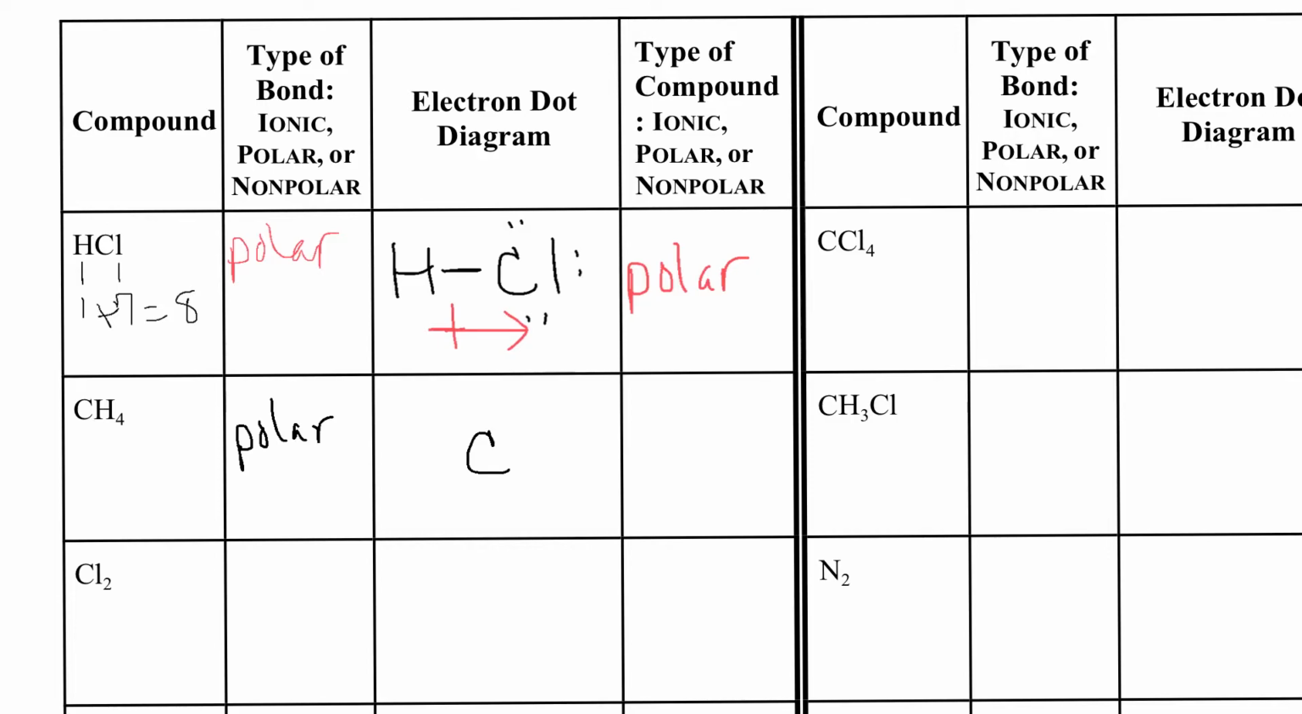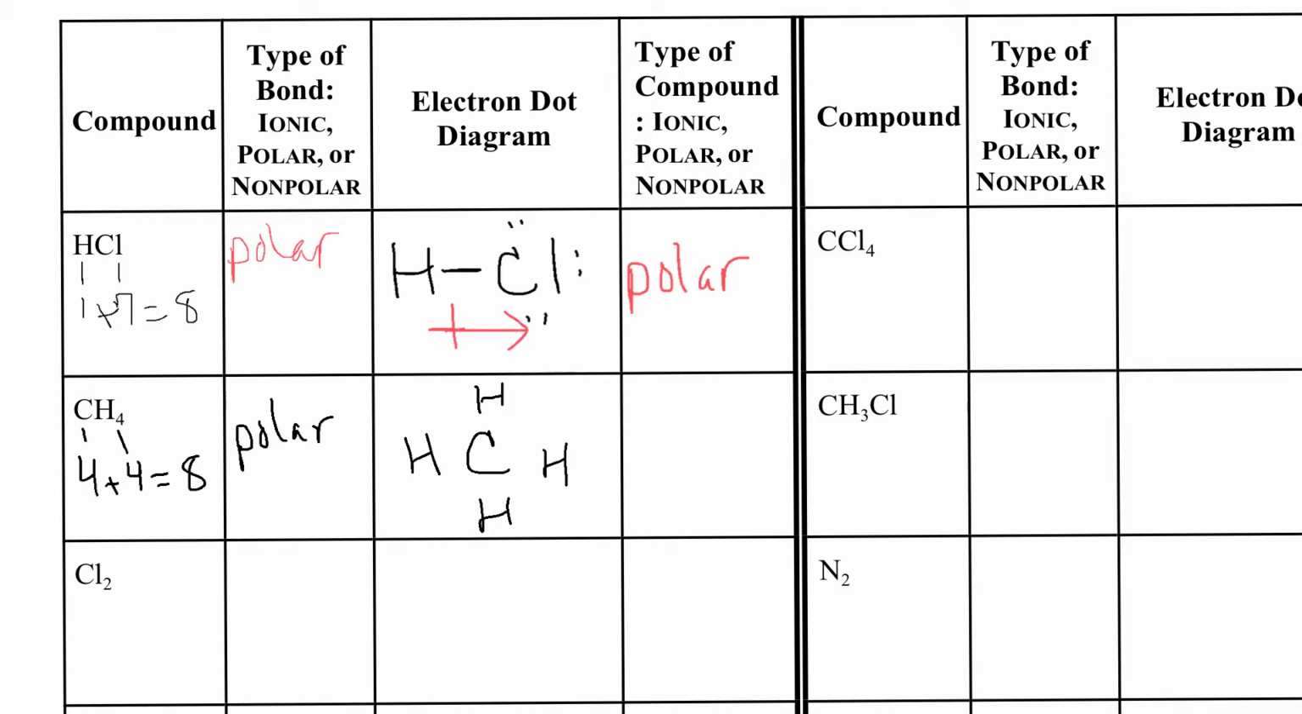We need to account for all of the valence electrons. Carbon will have 4 because it's in group 4A. Hydrogen has 1, but there are 4 hydrogens, so that's 4 total. So we should have 8 electrons within this electron dot diagram to account for. I have 4 hydrogens, so let me just go ahead and surround my carbon with those.